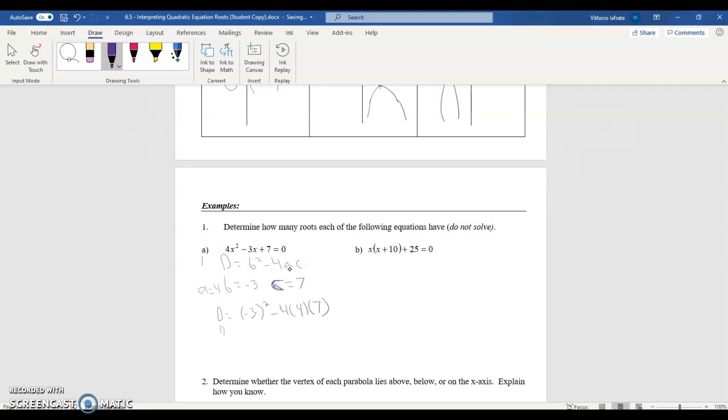And so that would be discriminant is equal to 9 minus 16 times 7, which is, our discriminant is equal to negative 103. So in this case, our discriminant is less than 0. That would mean you basically have a square root of a negative number, which is not possible at this point. Therefore, 0 real roots, or 0 real solutions.